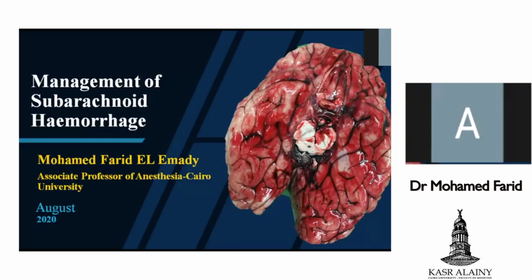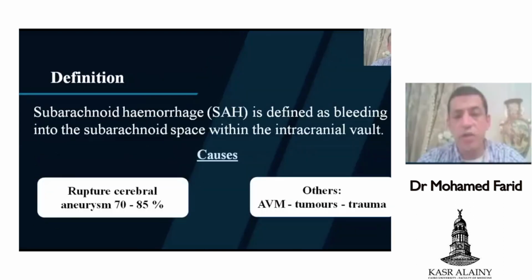Today we are going to discuss management of subarachnoid hemorrhage. Subarachnoid hemorrhage is defined as bleeding into the subarachnoid space within the intracranial fold. Rupture of cerebral aneurysm represents 75 to 85% of the cause of subarachnoid hemorrhage. Other causes include arteriovenous malformations, tumors, and trauma.